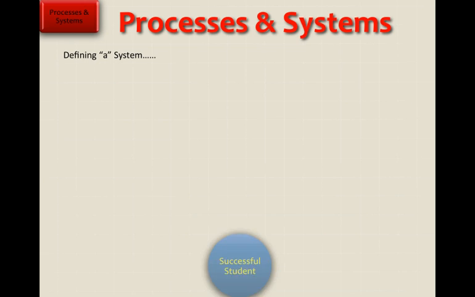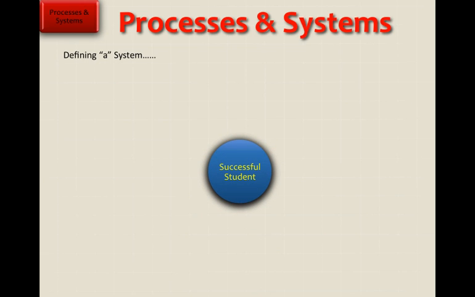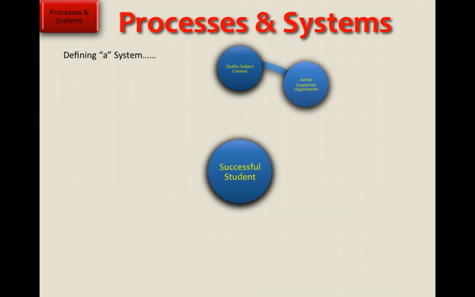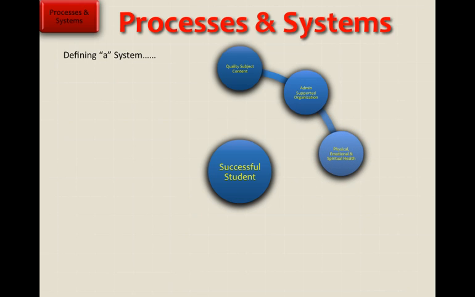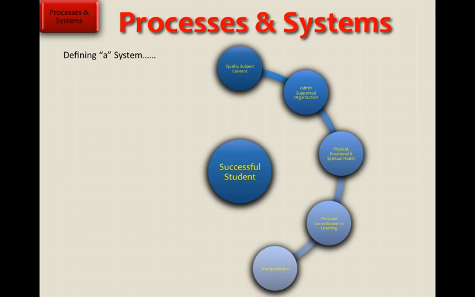Whereas when we're defining a system, and we'll stay with the successful student framework here, a system is something where you might have as a centralized focus that successful student. There is quality subject matter content that's available for that student as part of the system. The administration supports the entire organization and that content. There's a physical, emotional, and spiritual health that's necessary in order for that system to thrive. Personal commitment to learning is a key element and objective within this.